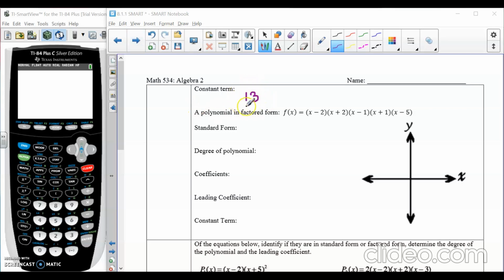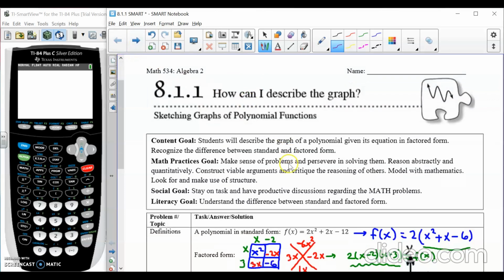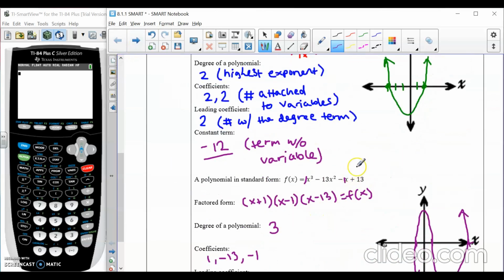And then our constant term is going to be 13 here, because if we look at our problem, 13 is the number with no variable.